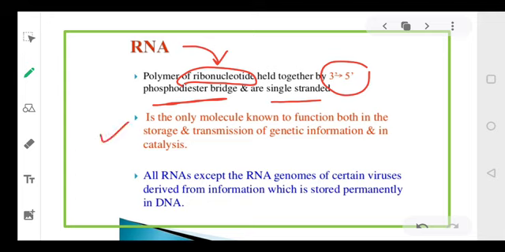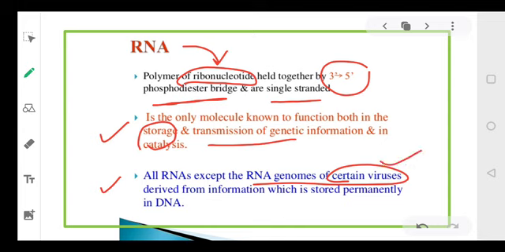Secondly, the DNA molecule helps in storage of information. It helps in transmission of genetic information. It stores information and transmits information. It passes from one generation to another. All RNAs, except the RNAs present in certain viruses, are derived from the DNA. All the RNAs are always produced from DNA except the RNAs present in certain viruses, because in certain viruses, RNA is the genetic material. They do not have DNA.